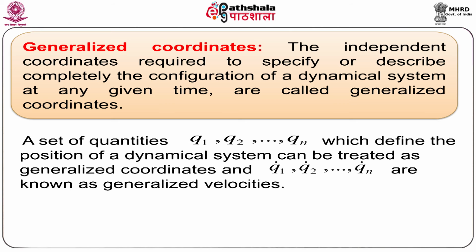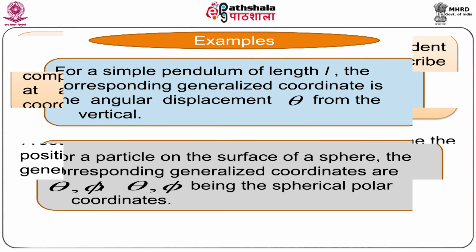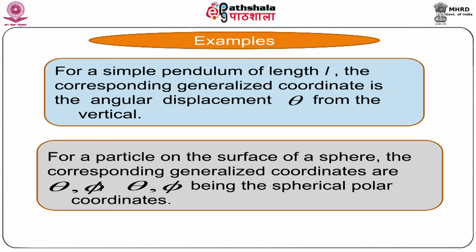The right choice of generalized coordinates makes the problem look easy, while the wrong choice of generalized coordinates makes the problem difficult to handle. Some examples of generalized coordinates are as follows. For a simple pendulum of length L, the corresponding generalized coordinate is the angular displacement theta, which is measured from the vertical. For a particle on the surface of a sphere, the corresponding generalized coordinates are theta and phi, the spherical polar coordinates.